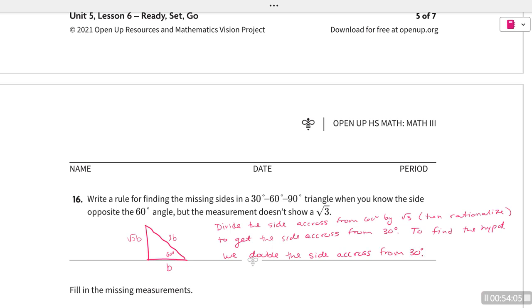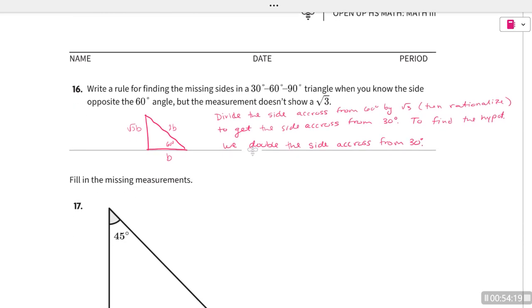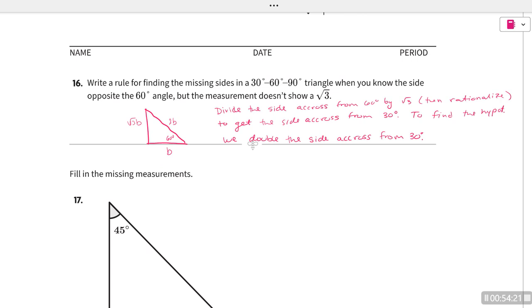Now, there's a few different ways you could think of that. If I wanted the hypotenuse to be just b, then I could say that the side across from 60 is square root 3 divided by 2 times b. And then I would find the hypotenuse first and cut that in half to find the side across from 30. So there are other possible strategies as well.